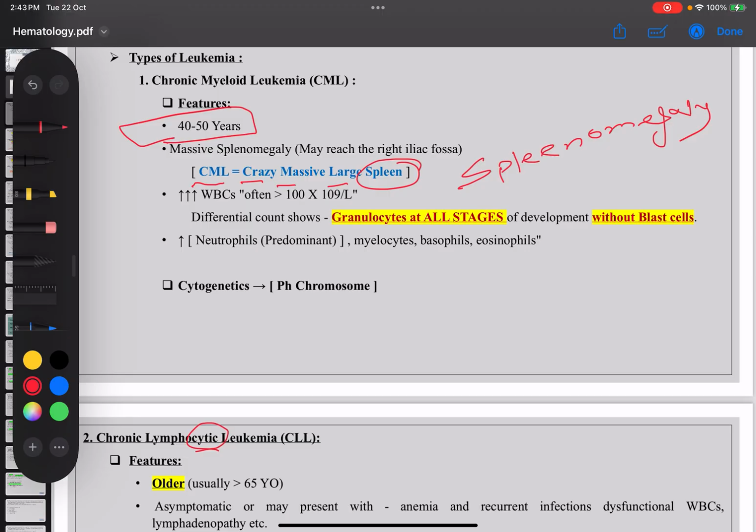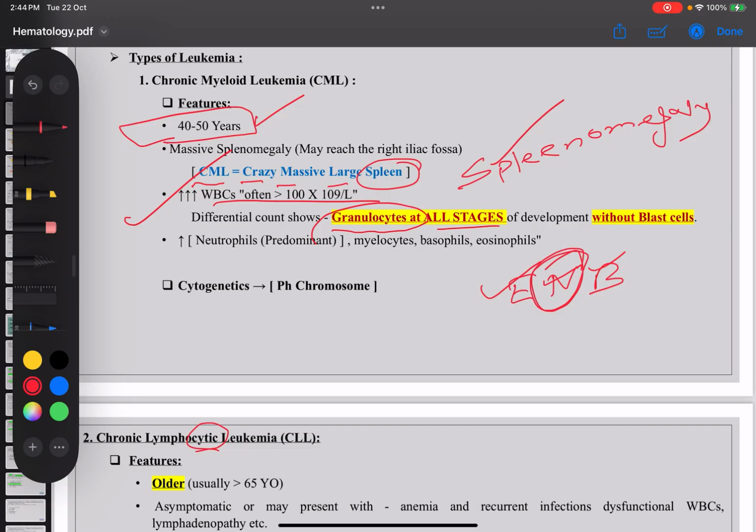So if a person is middle age group and he has splenomegaly and he has raised WBC, the diagnosis will be CML. In the full blood count, you'll get lots of WBC and there will be granulocytes at all stages. What does it mean? Granulocyte means there will be eosinophil, neutrophil, basophil. You can find lots of eosinophil, neutrophil and basophil, but the neutrophil will be predominant.